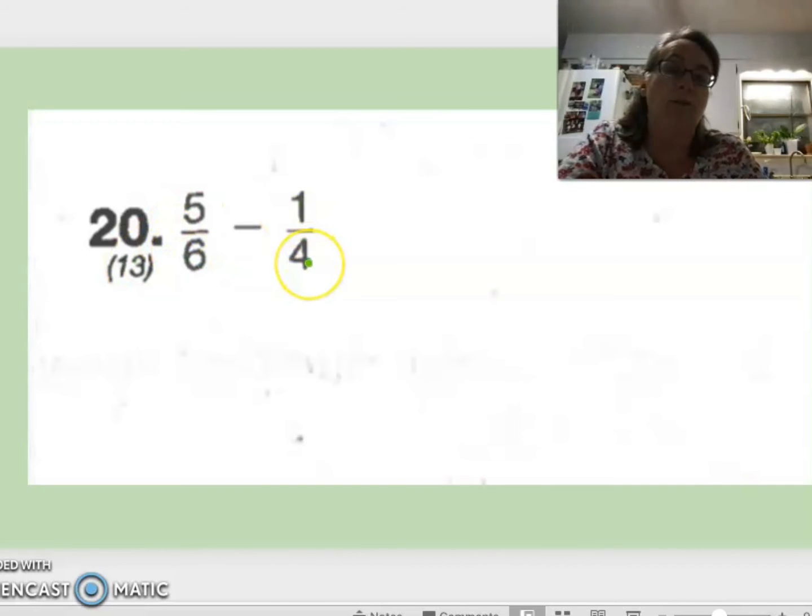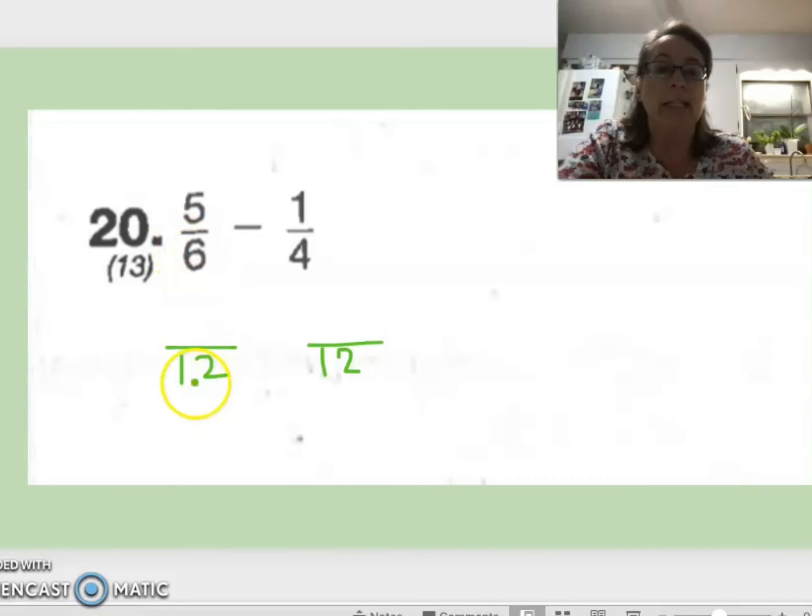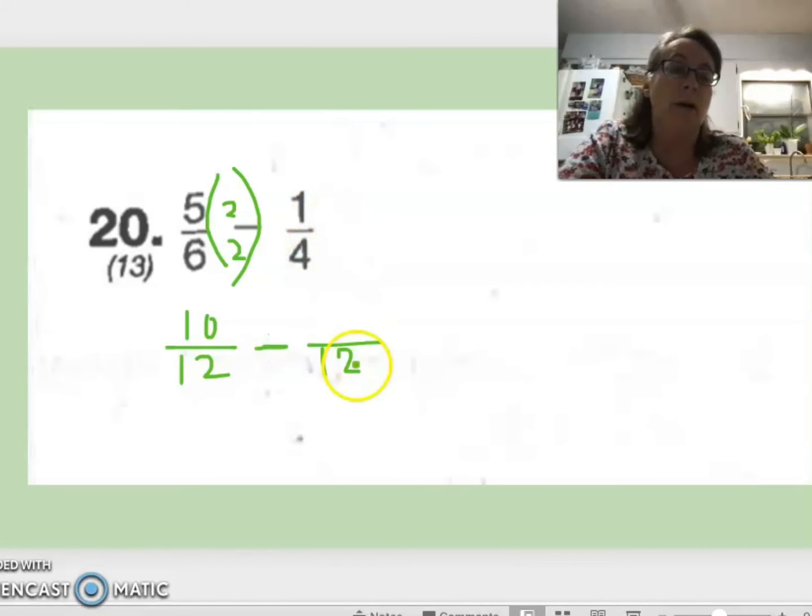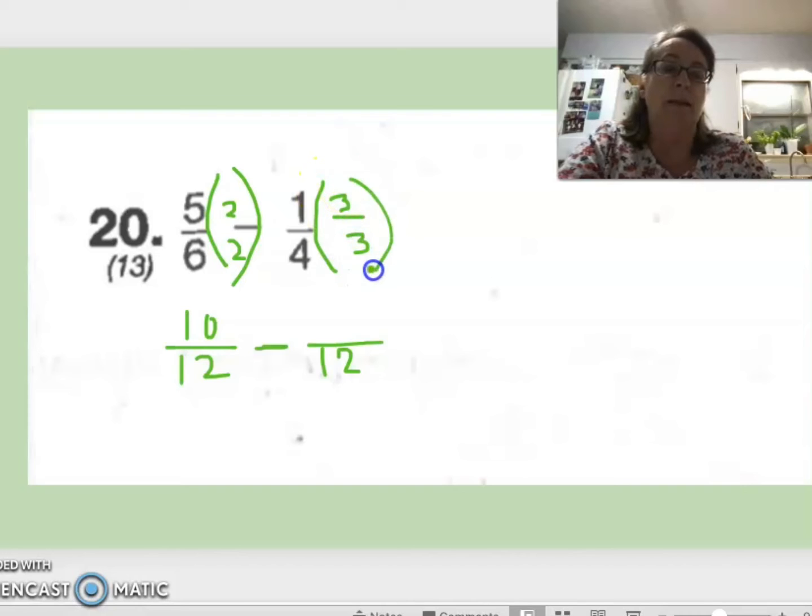Okay, 5/6 minus 1/4. Now, we're going to have to get to a common denominator of 12 on both of them. So I'm going to write 12 and 12 on the bottom. Now, 6 has to multiply by 2. So I'm going to make a little note here. 2 over 2 is what I'm going to multiply 5/6 by to get 12 on the bottom. So 5 times 2 is 10, 6 times 2 is 12, and the minus in the middle. And now 4 goes into 12 3 times. So I'm going to multiply this one by 3 over 3. And 1 times 3 is 3, 4 times 3 is 12. 10 twelfths minus 3 twelfths is 7 twelfths.